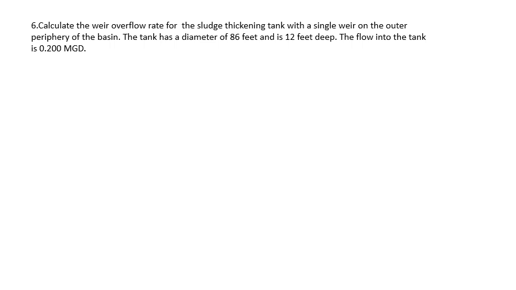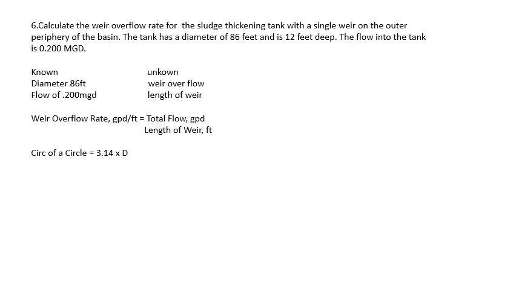Question number 6. Calculate the weir overflow rate for the sludge thickening tank with a single weir on the outer periphery of the basin. The tank has a diameter of 86 feet and is 12 feet deep. The flow into the tank is 0.2 mgd. Alright, so now this question is getting even more complicated and adding some more layers. So we always start with what we know and what we don't know. We know the diameter is 86 feet. The flow of 0.2 mgd. We do not know the weir overflow rate, and we don't know the length of the weir because it gave us the diameter.